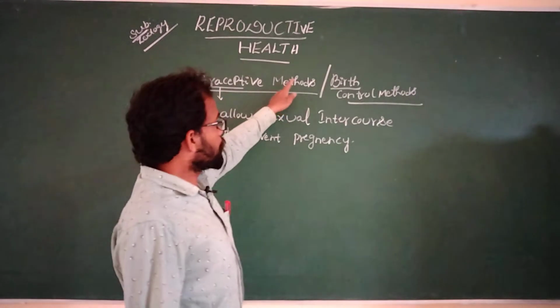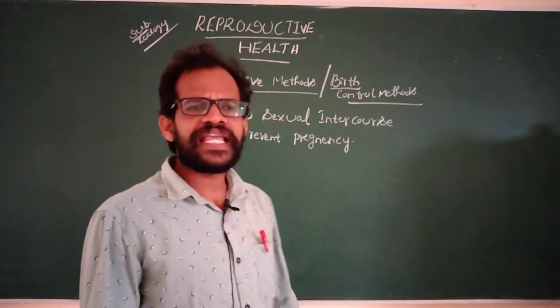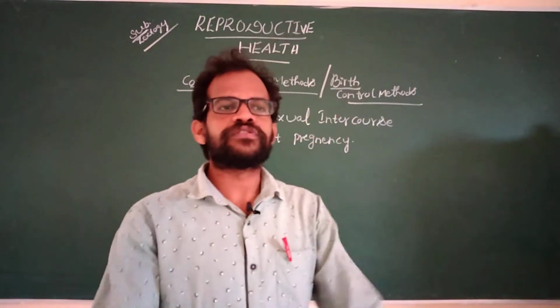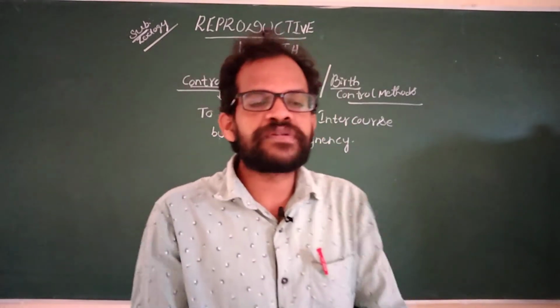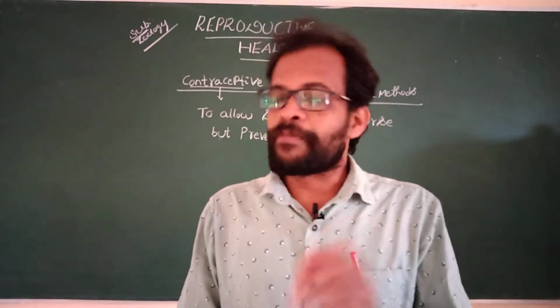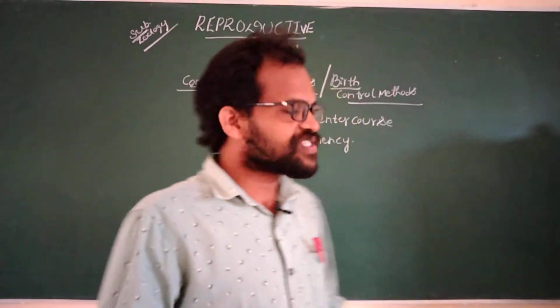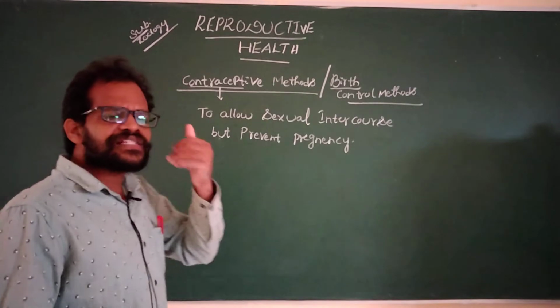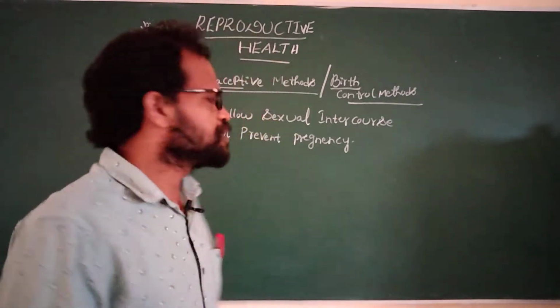What is the main role of these methods? To prevent pregnancy. The couples participate in sexual intercourse, but there is no pregnancy. That is the main concept of contraceptive methods. What contraceptive methods are present in our nature?